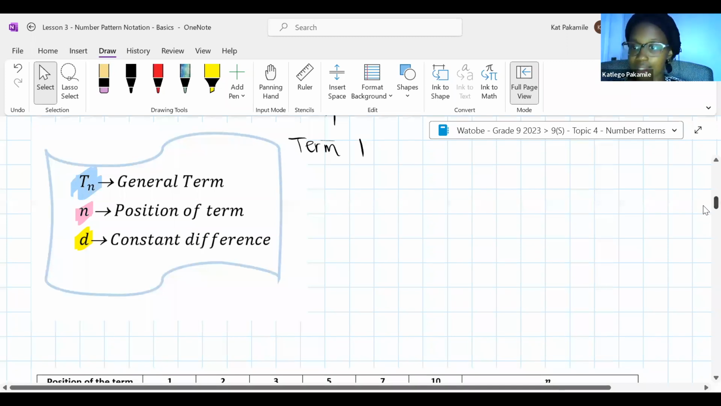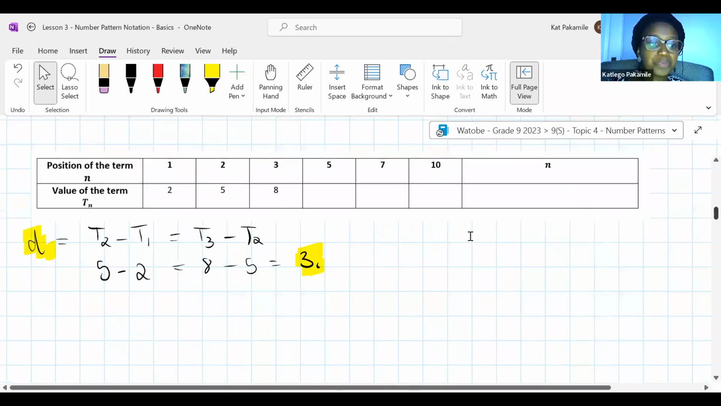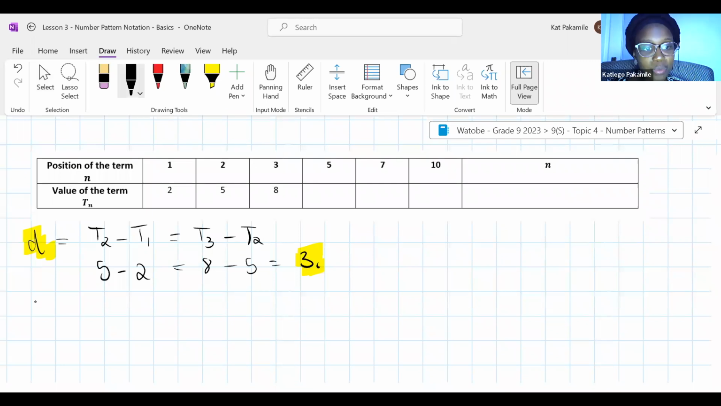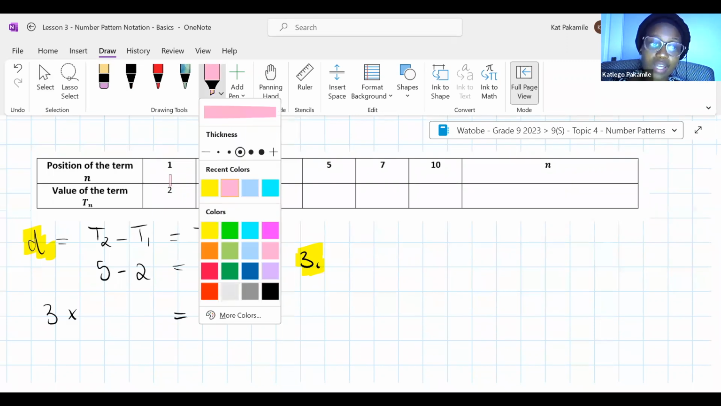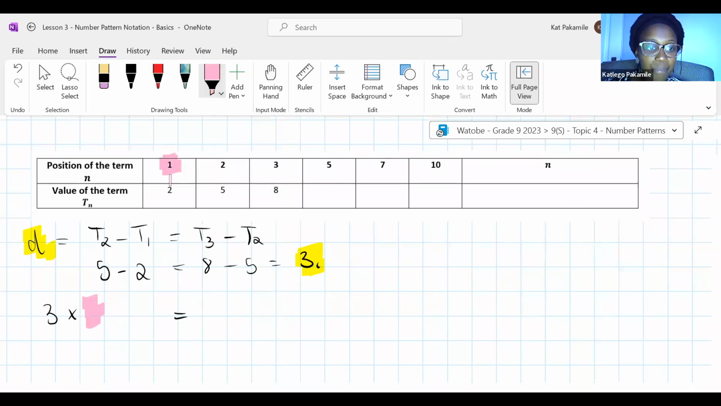Do you guys remember? Is it coming back? I think it's coming back to us. Okay, hopefully you're done with your screenshots. So we make the 3 a multiplier. So we know we're going to have, yes, Emmanuel, 3 times something equals something. Now here is where the N and the TN come in. So we're going to say 3 times 1, which must go there, and whatever we do must give us an answer of 2.